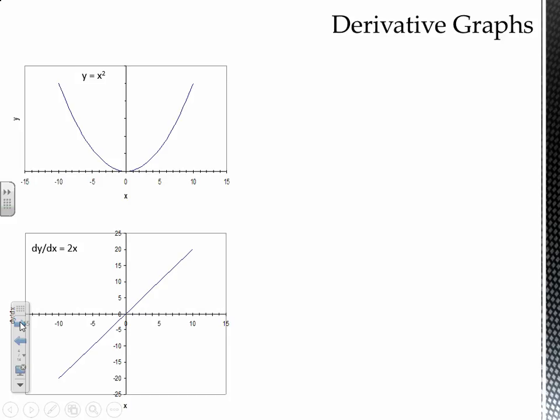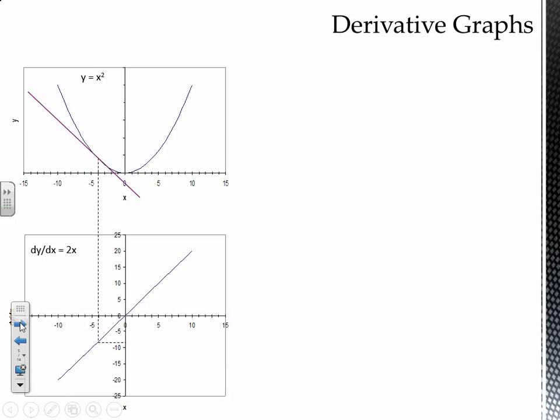So here's the graph of x squared. Here is the graph of 2x, the derivative. If we look at this point right here, at x equals -9, our slope is -18. So on our derivative, we have the point -9, -18. Here, at x equals -4, our slope is -8. So the coordinate on our derivative graph is -4, -8.